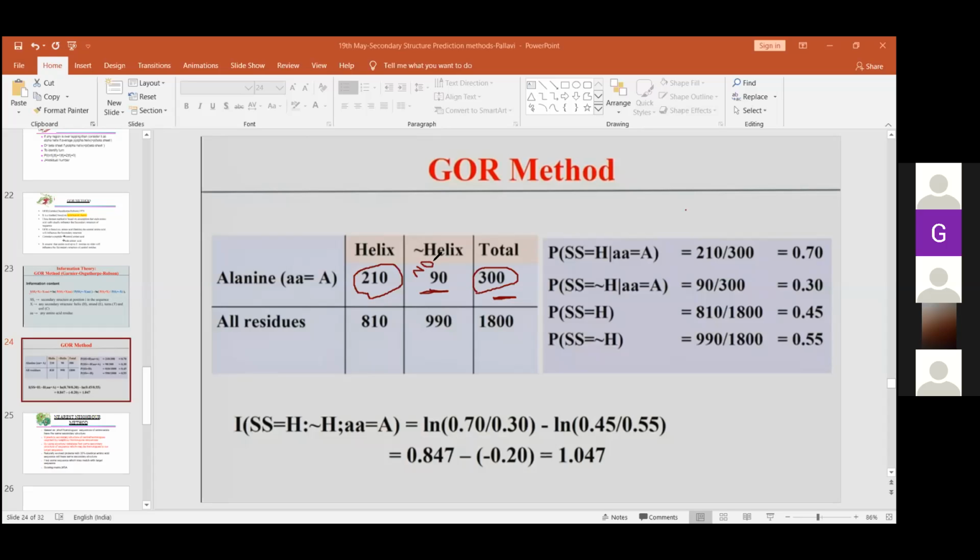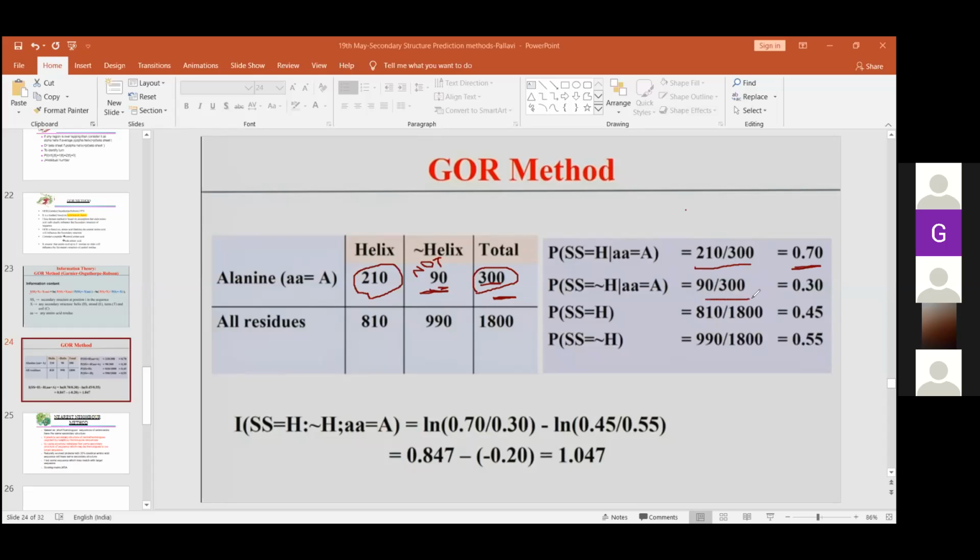Okay. So how do I find out the probability of alanine to form a helix? This is 210 divided by 300. जितने आपके amino acids alanine आपके जितने helical form में है, 210 divided by 300. So this comes to be 0.70. That means the probability to form alpha helix is 0.7. And what is the probability to not form alpha helix? This is 90 divided by 300.